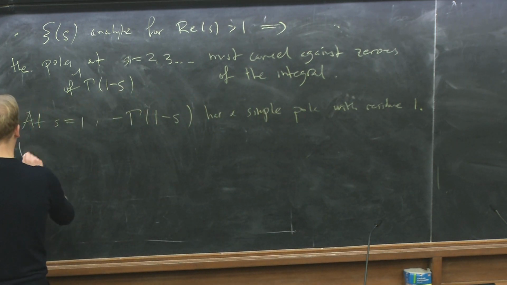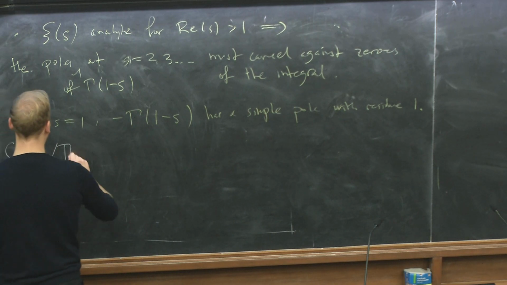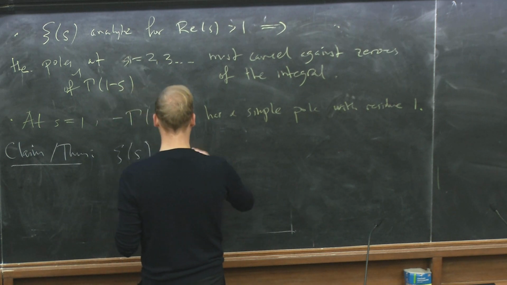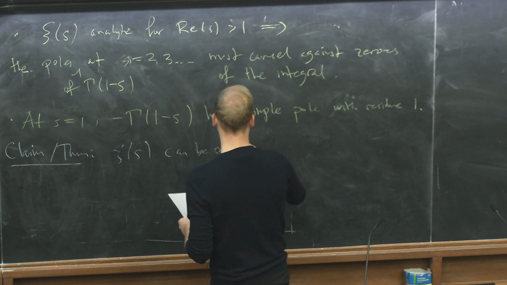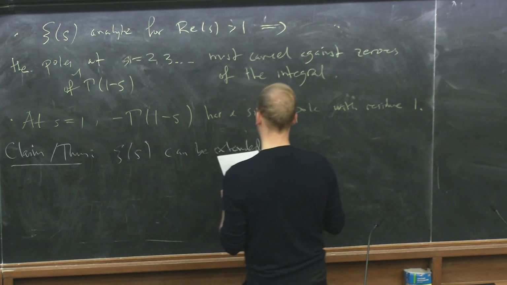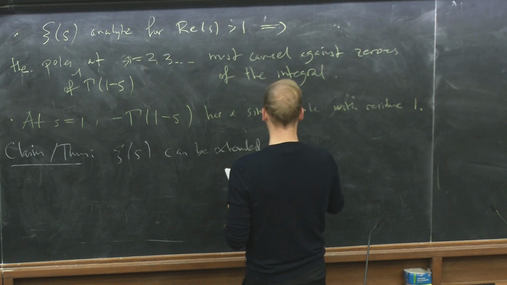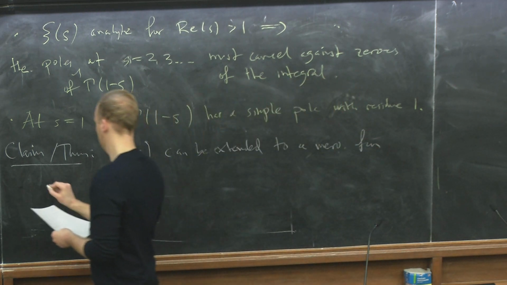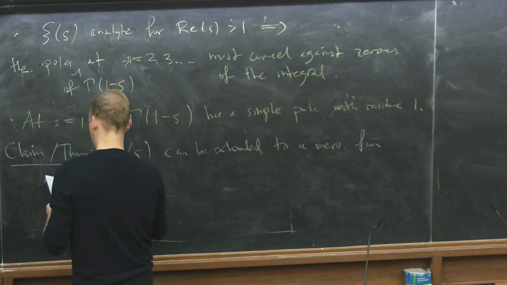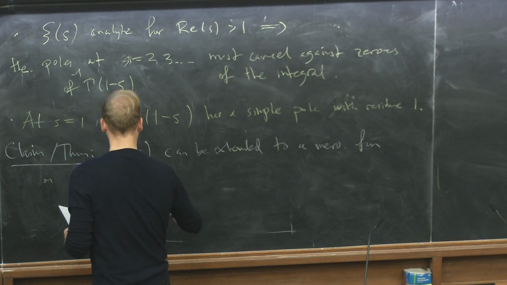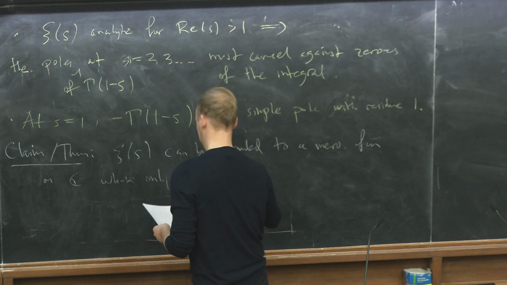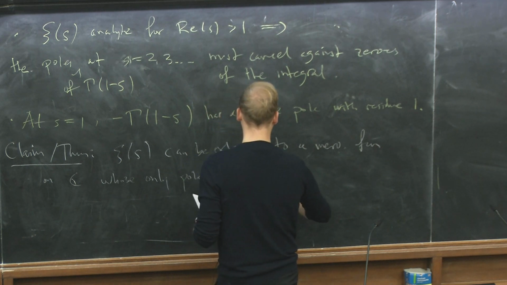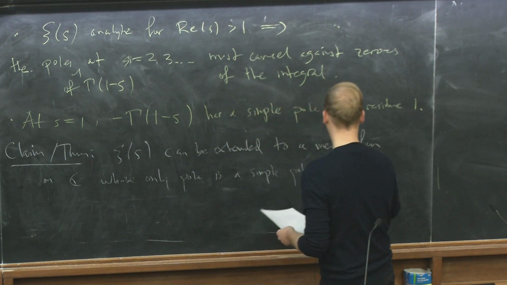And along such lines, we have the following claim or theorem: this zeta function of s, just like we did with the gamma function, can be extended to a meromorphic function on all of C, whose only pole, well, there's only one pole, is a simple pole at s equals 0.